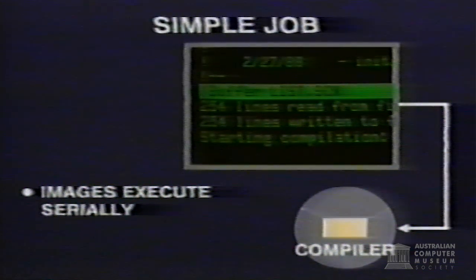For example, when a user logs on the system at a terminal, VMS creates a detached process for that user. If the user edits a file to create a program, the editor image executes in the context of that user's process. If the user then compiles the program, the compiler image executes in the context of the same process. Since there is only one process in a single job, images must execute one after another in serial fashion.